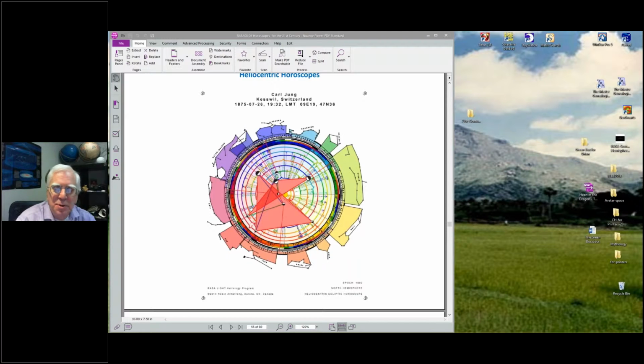Quite a few people have these charts, but nobody's ever had an explanation of them, and I figured I better explain it all.